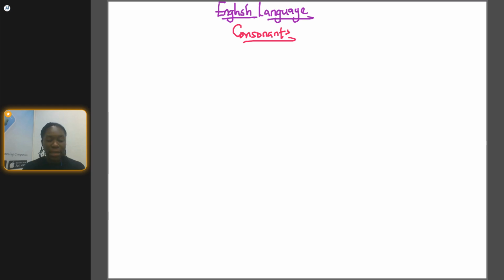Now we are moving straight into consonants. Like I explained for vowels, just like we have vowel letters A, E, I, O, U, we also have consonant letters. And let's get ourselves reminded on the English letters again, in case you do not remember them.